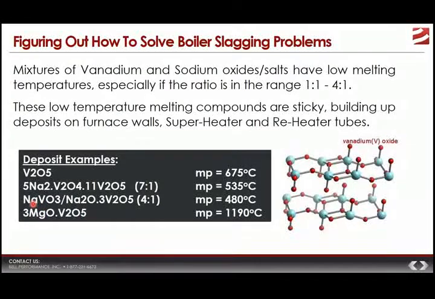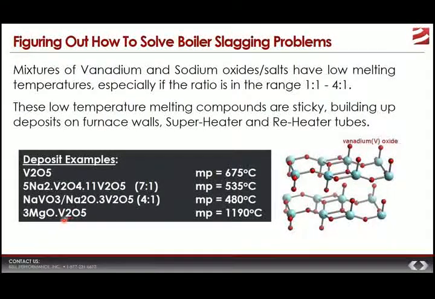And then this one, NaVO3 combined with Na2O, 3V2O5, is pretty complex itself. It has an even lower melting point of 480 degrees. Now, contrast that with a simple one, 3MgO-V2O5.